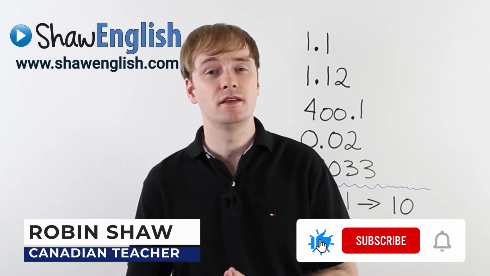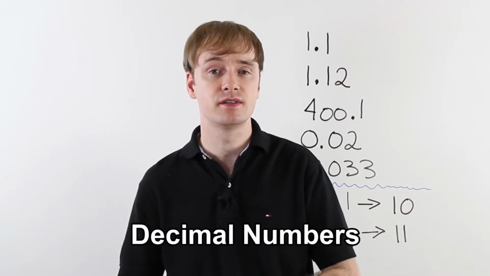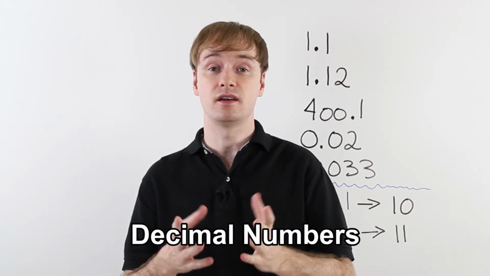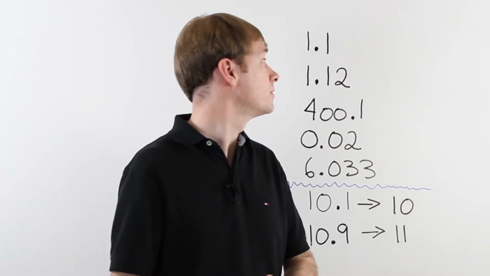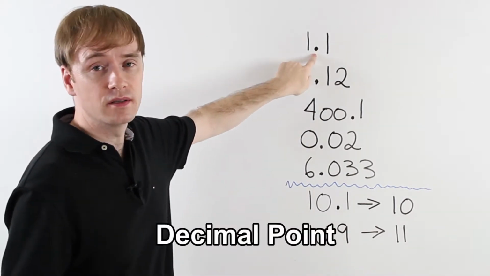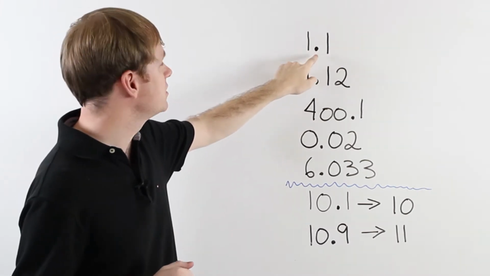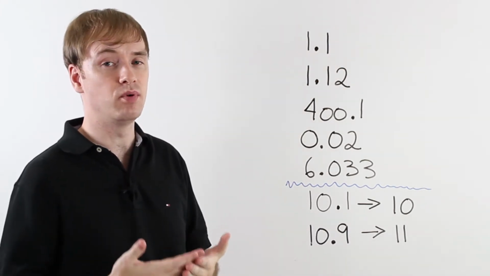Hello again. In this video, we're going to learn how to express decimal numbers in English. And I'll tell you, it's quite easy. Let's look. Now, here is the decimal point. Don't call it period. Don't call it dot. It's a point. It's called the decimal point.